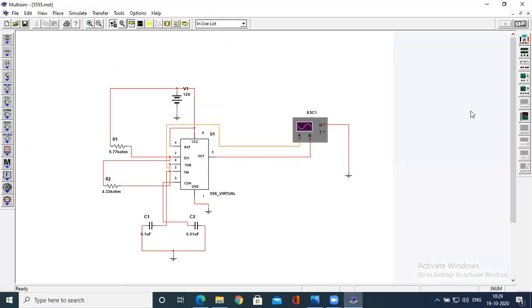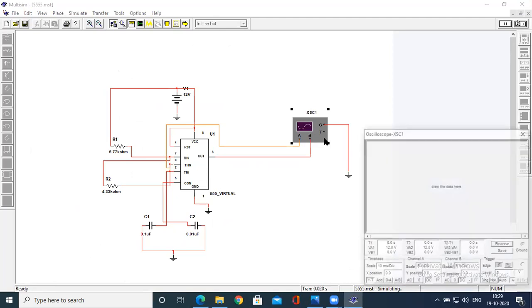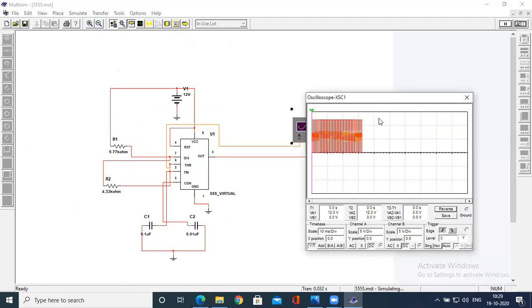Now let us run the simulation. So I have run the simulation and I'll double click. Yes, you're able to get the waveform. So now I'll just change the scale. Okay. See, now you could see the charging and discharging time. So I'll just turn this off.